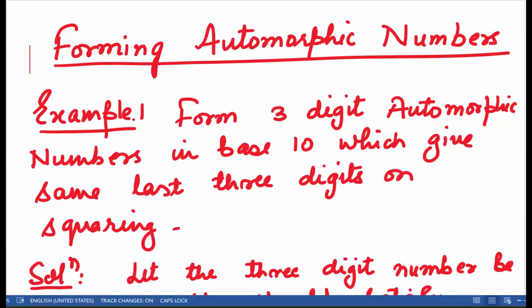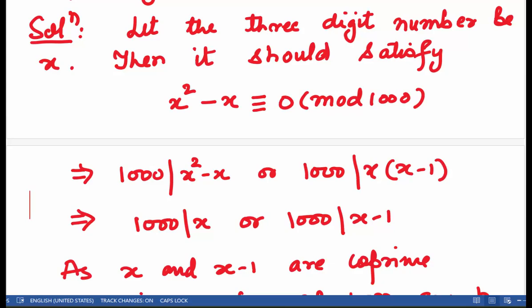So how are automorphic numbers formed? Let's say we want to form a 3-digit automorphic number in base 10, which gives the same last 3 digits on squaring. So from the definition we had seen, the 3-digit number x should satisfy x square minus x is congruent to 0 mod 1000, because we're talking of 3 digits. Now, this means that 1000 should divide x square minus x, or 1000 should divide x into x minus 1. This implies 1000 either divides x or 1000 divides x minus 1, as x and x minus 1 are co-prime.